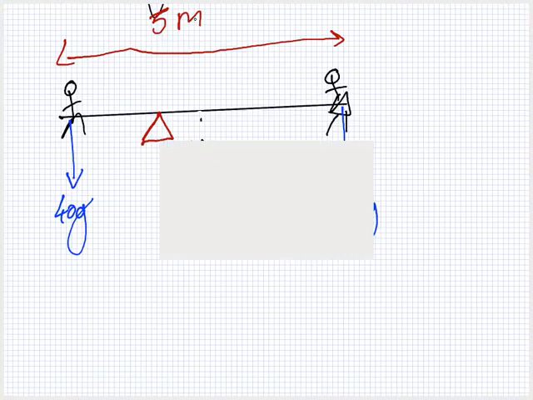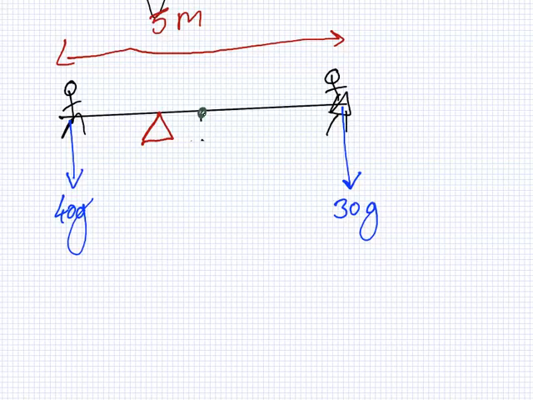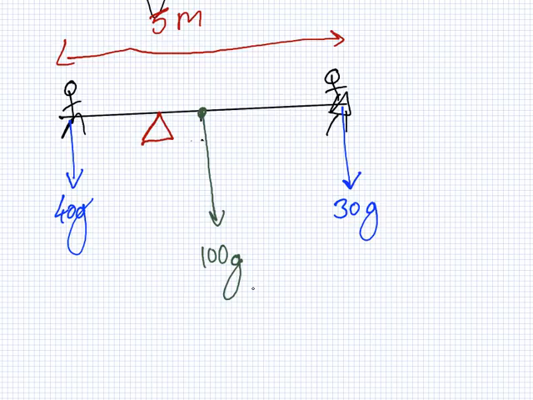What did I not draw? Something about the seesaw. The seesaw is 100 kilograms, so 100 times 9.81. That's the weight. And what else did I not draw? I left out one more force. The reaction. Very good.